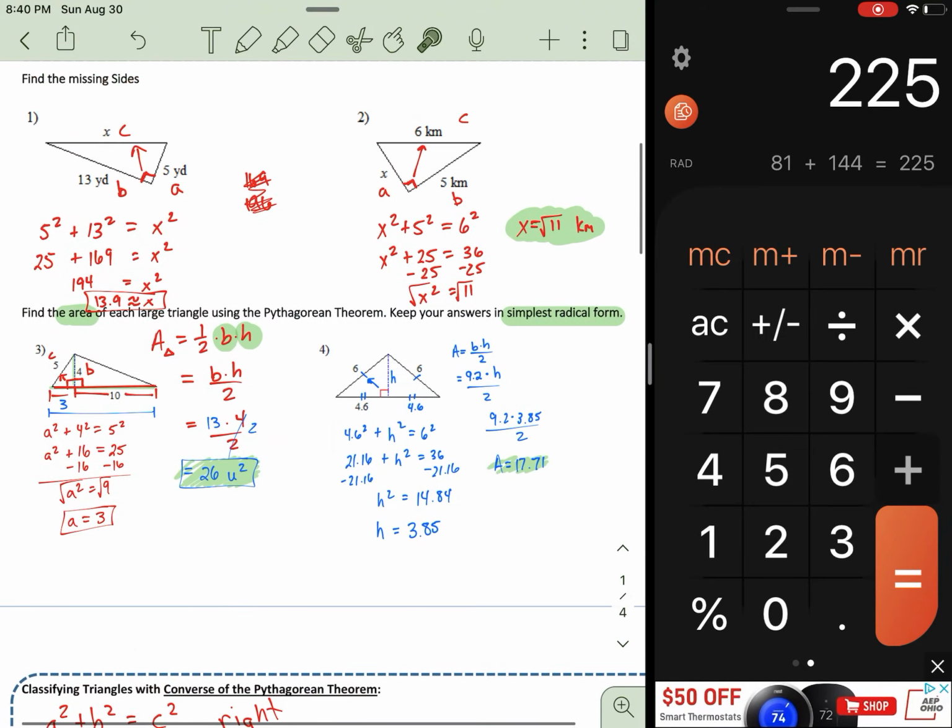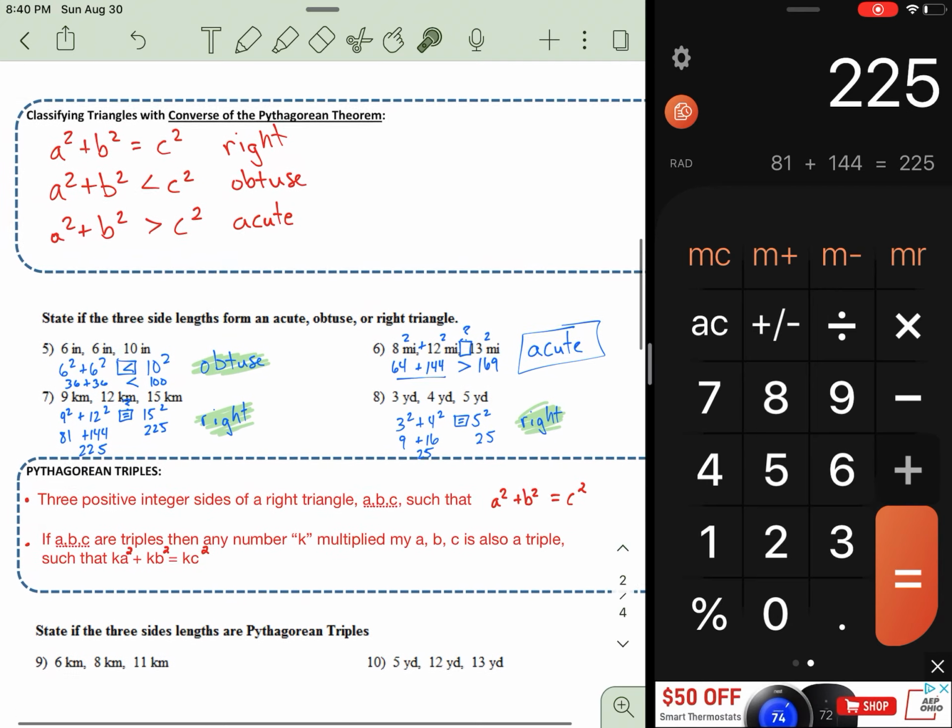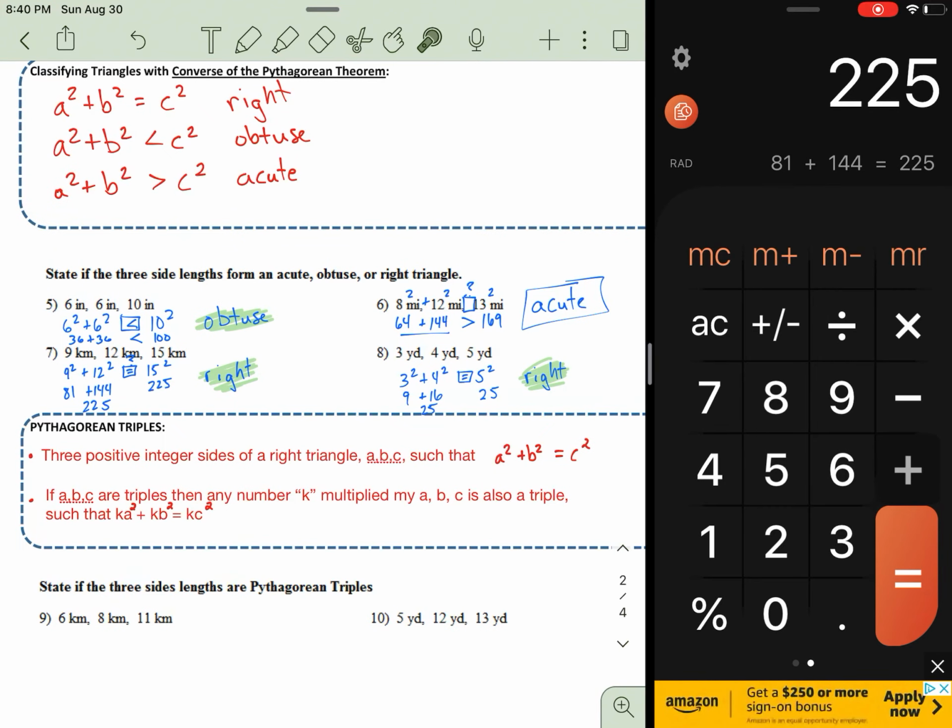Up here, we're finding side lengths, and sometimes you get decimals, right? A Pythagorean triple is only when you use the Pythagorean theorem and they're all whole numbers and it works out. Ironically, there are not very many of them. It seems like there'd be a lot, but there really aren't. But here's the cool thing: once you find one, kind of like we did up here, 3, 4, and 5 is one.